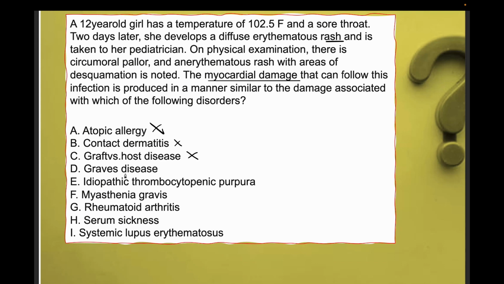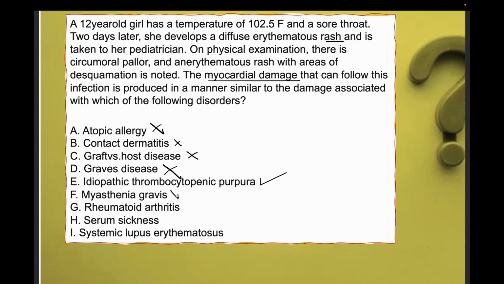Okay. As for Graves disease, here it is different. Here the antibody mimics a hormone called TSH, binds to the thyroid gland, causes hyperthyroidism. So it's considered type 2, however not the same mechanism. So wrong. Idiopathic thrombocytopenic purpura is the right answer. Type 2 hypersensitivity with a similar mechanism.